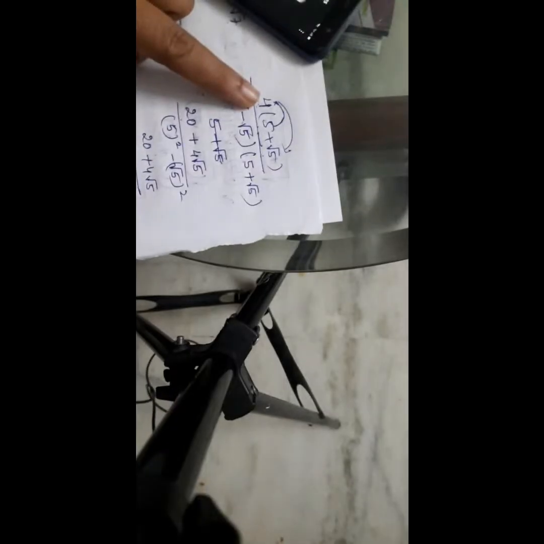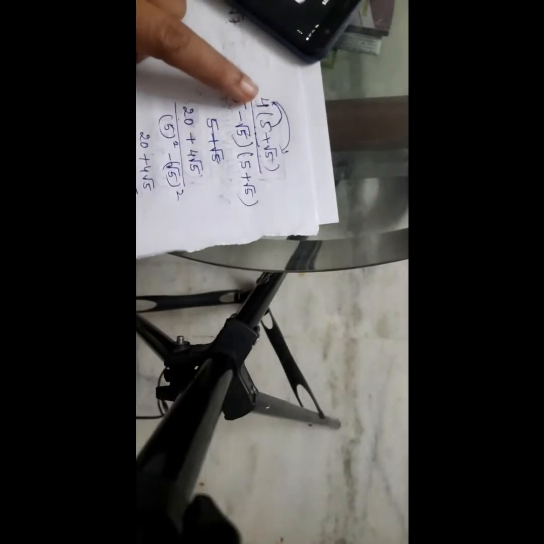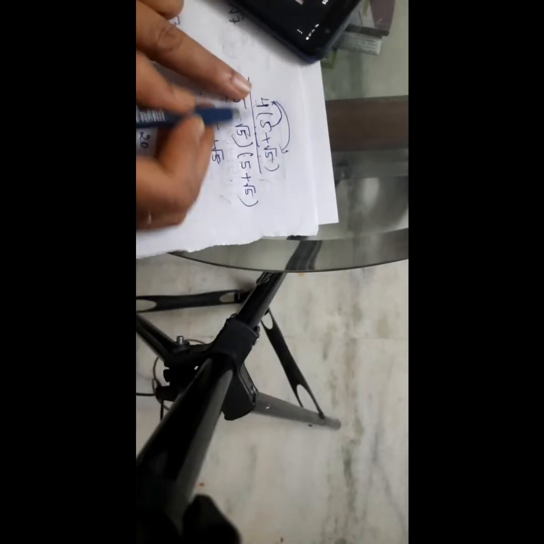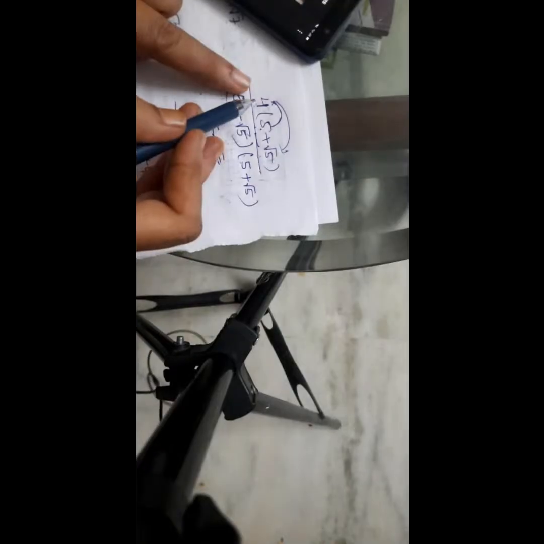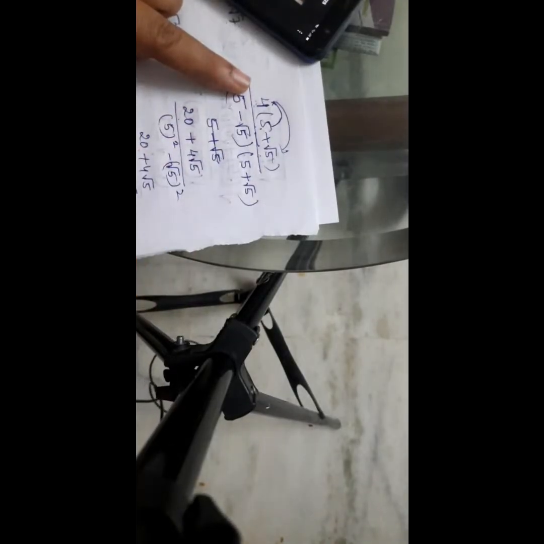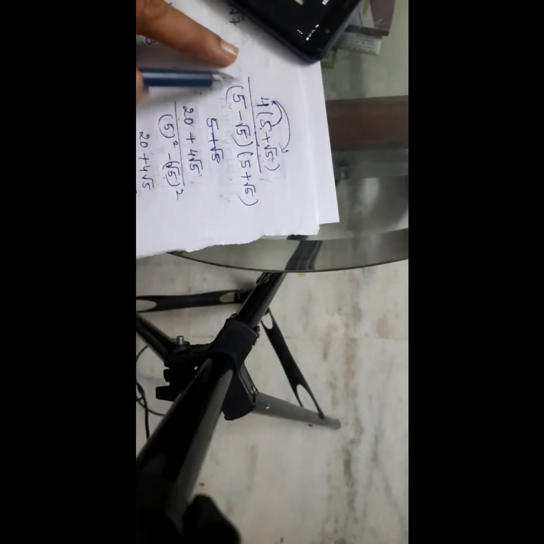Why did 4 come there? Okay, for example, I explained that instead of 1 in the question, if 4 is there, what are you going to do? If 4 is there, simply like multiplication, we multiply. This I multiplied, 4 fives are 20, 4 root 5. And this we did like a plus b, a minus b.